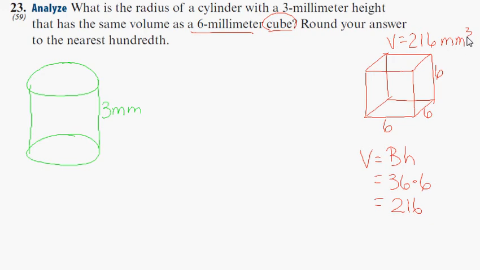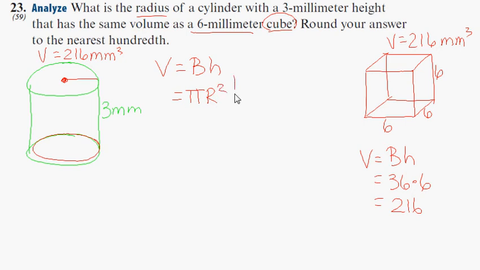All right, now come over here. Now we know the volume of this whole thing. We know the volume of this is also 216 cubic millimeters. So all we need to do now is find the radius of this cylinder. The formula for finding volume of a cylinder is same as for the volume of a cube. Volume is equal to base times height. But in this case, the shape of the base is circular. So that means we get pi r squared h.